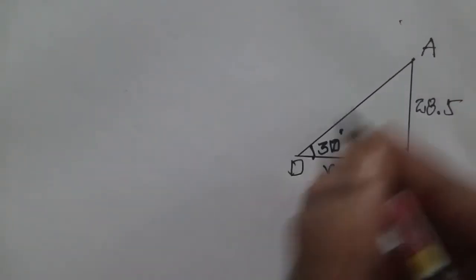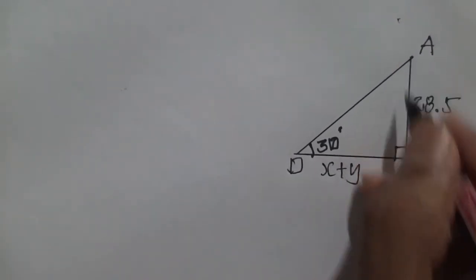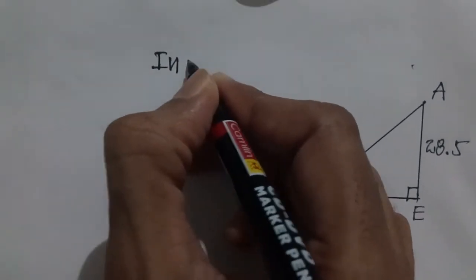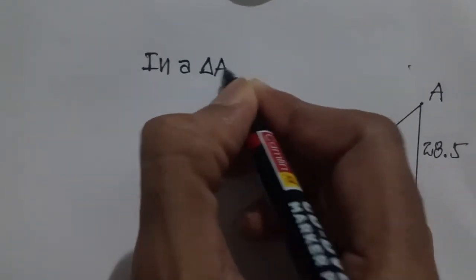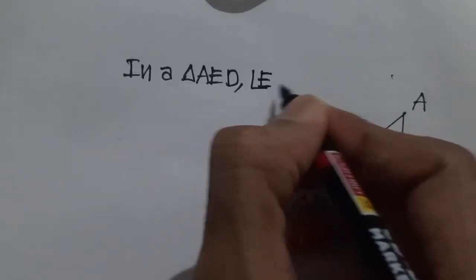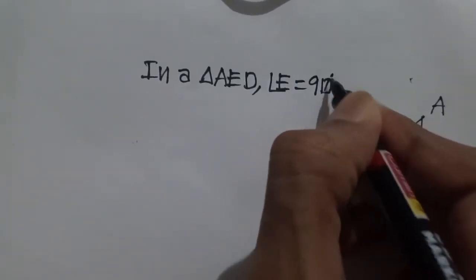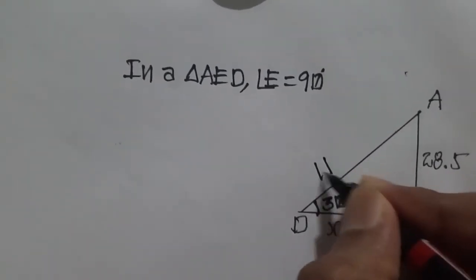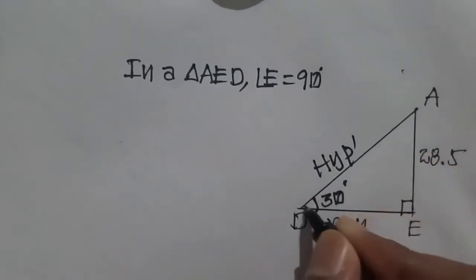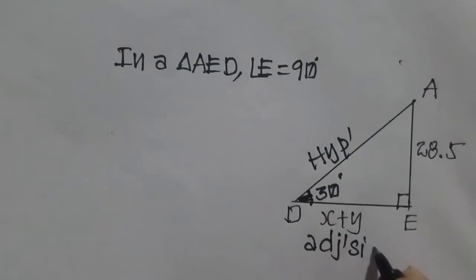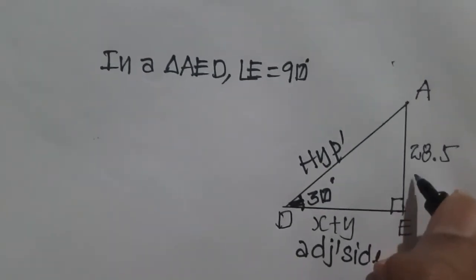Look at the figure. In triangle AED, angle E is equal to 90 degrees. AED is the right angle triangle, right angle at E. Now this AD is the hypotenuse, the longest side. Remember always, the side next to theta is called the adjacent side and the other side is the opposite side.